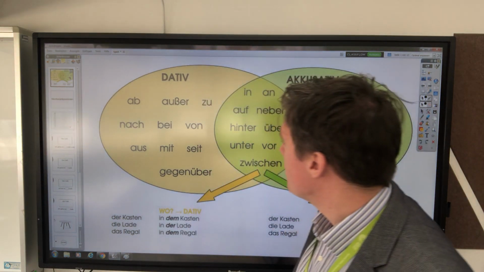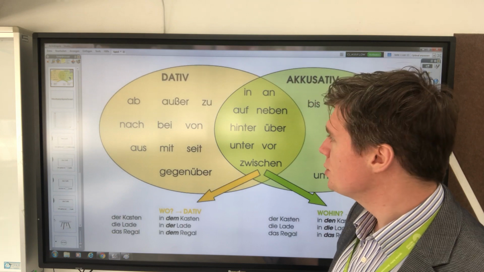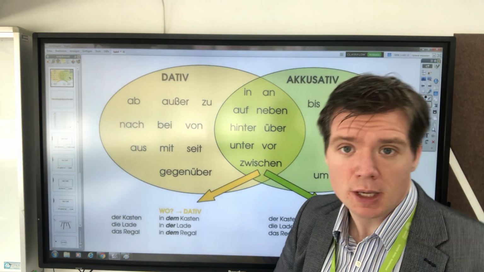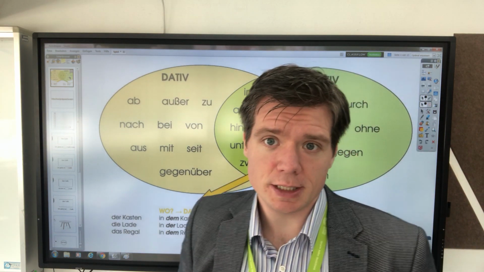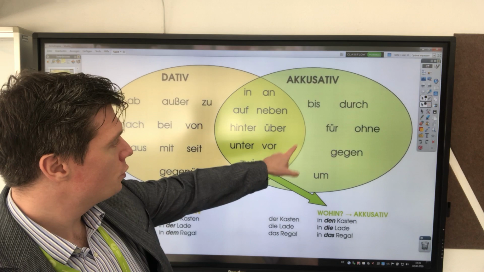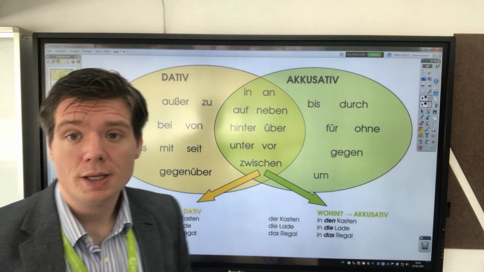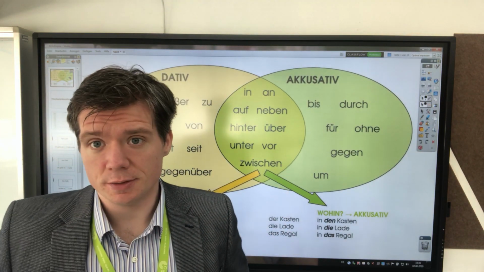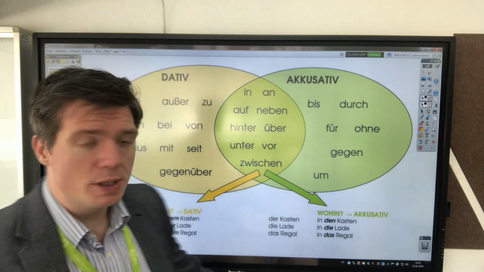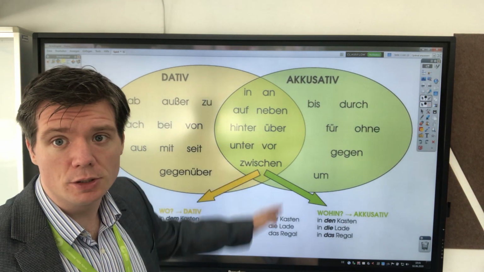So if you have ab, außer, zu, nach, bei, von, aus, mit, seit, gegenüber, you don't have a problem, you have automatically dative. And on the opposite side, if you have bis, durch, für, ohne, gegen, then you have always accusative. The problem starts if you have the middle column.